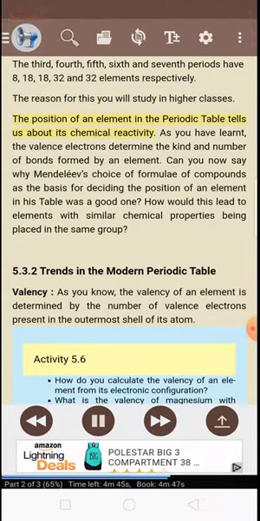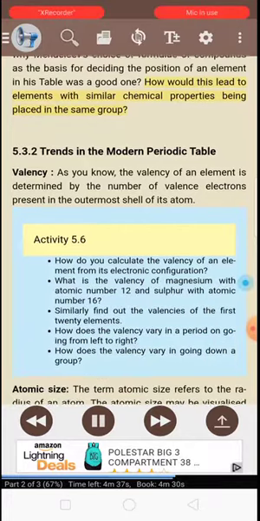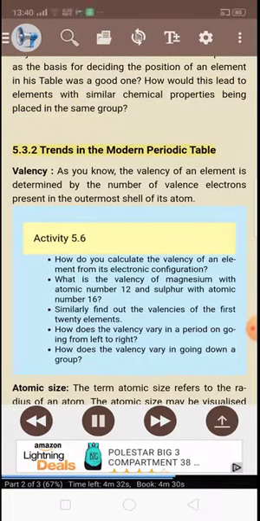The position of an element in the periodic table tells us about its chemical reactivity. As you have learnt, the valence electrons determine the kind and number of bonds formed by an element. Can you now say why Mendeleev's choice of formulae of compounds as the basis for deciding the position of an element in his table was a good one? How would this lead to elements with similar chemical properties being placed in the same group? 5.3.2 Trends in the modern periodic table. Valency.